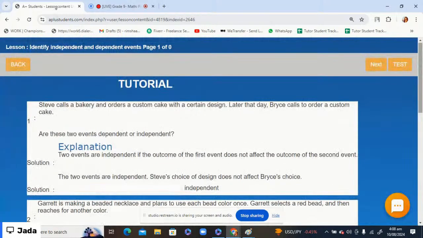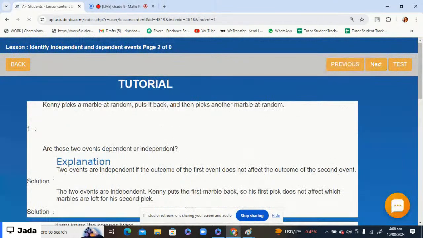So this is the meaning of dependent and independent. Here we are going to find out which are dependent and which are independent. All right, hope you guys understand this one.